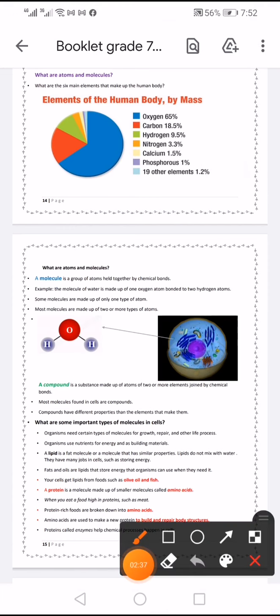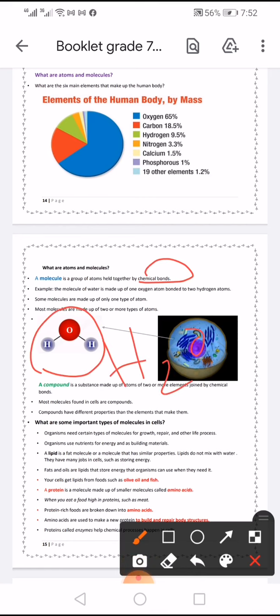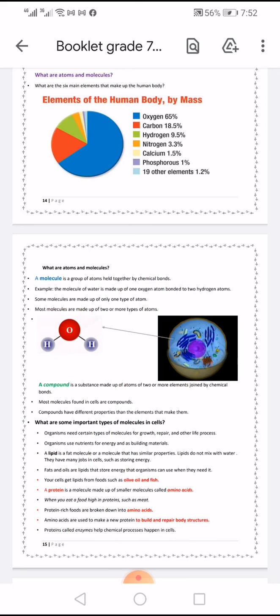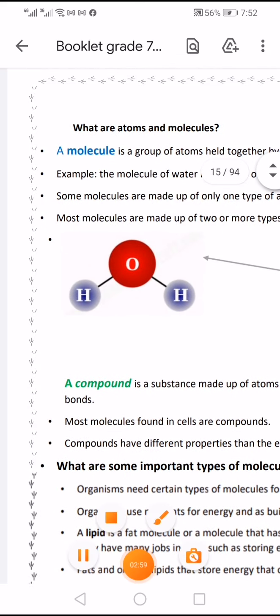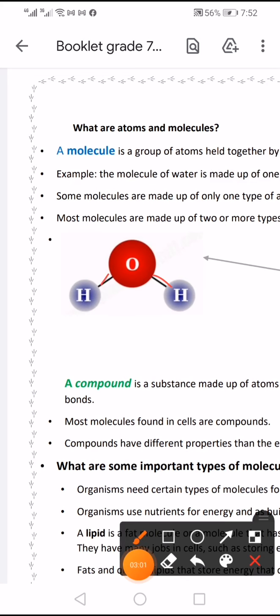What are atoms and molecules? What is meant by molecules? We should know the meaning of molecules. A molecule is a group of atoms held together by a chemical bond. Like what? Like H2O, water here, made up of 2 hydrogen and 1 oxygen, held together by a chemical bond. This line is called a bond. Look.